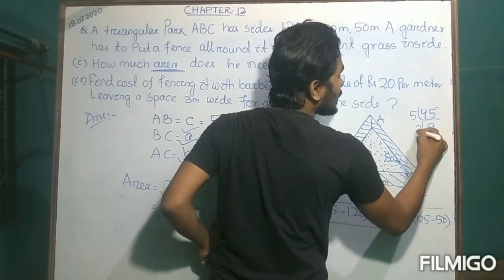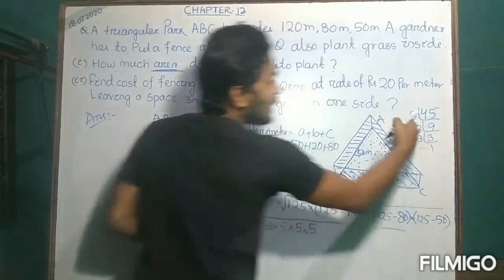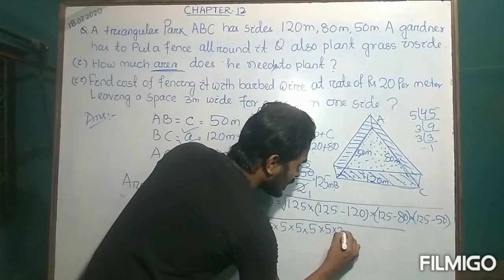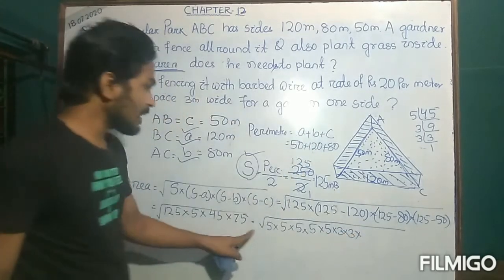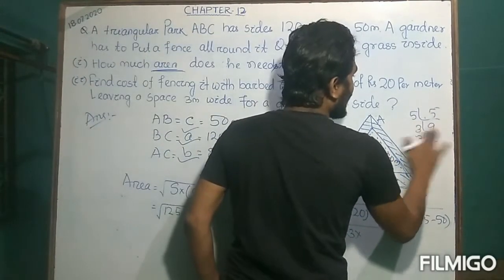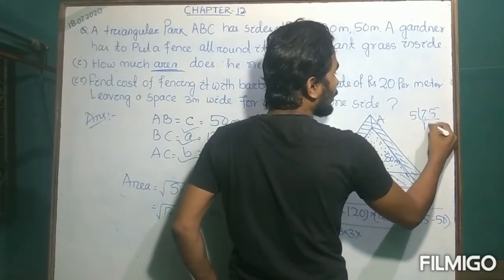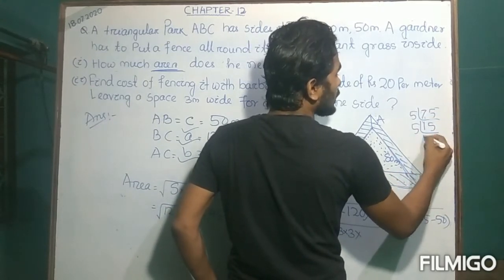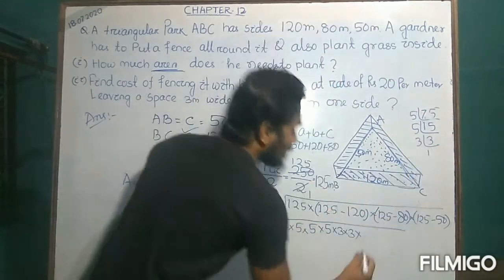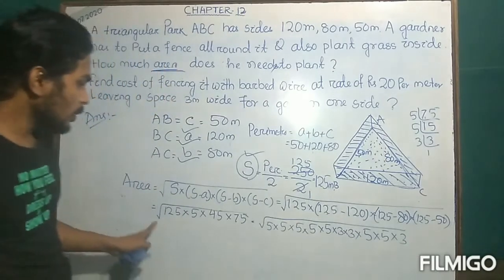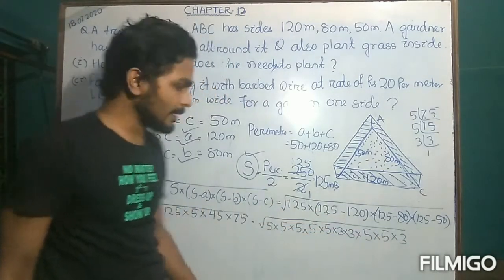5, 9, 3, 3, 3, 1. So 5 into 3 into 3. 5 into 3 into 3 into 75. So factorize again. 75, 5, 1, 5, 5, 5, 3, 3, 1. So 5, 5, 3. 5, 5 and 3. Clear? So all the terms are being factorized here.